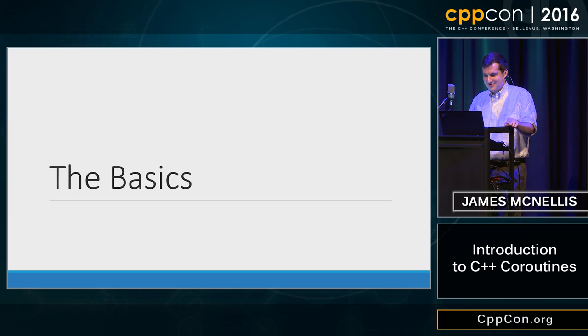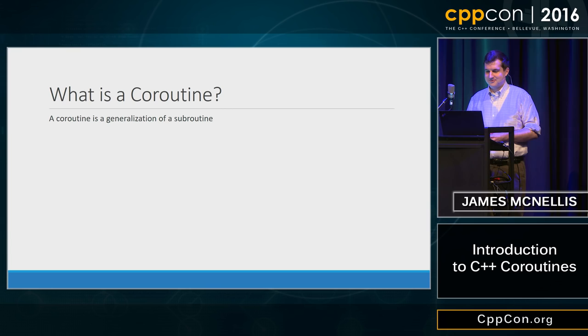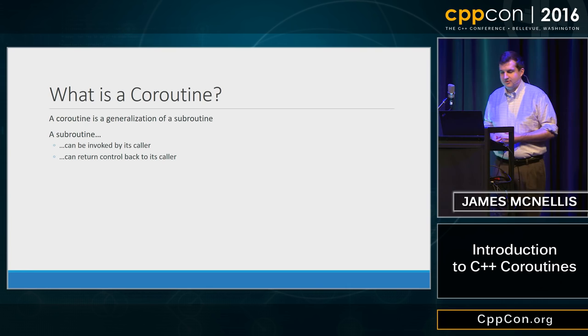So let's start with some basics. What is a coroutine? So a coroutine is a generalization of a subroutine. Well, okay, so what is a subroutine? A subroutine has two properties. So it's a thing that can be invoked by its caller, and it can return control back to its caller.